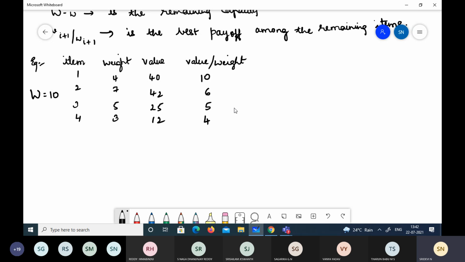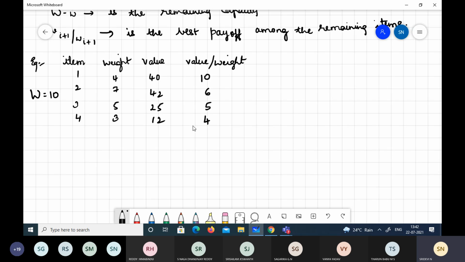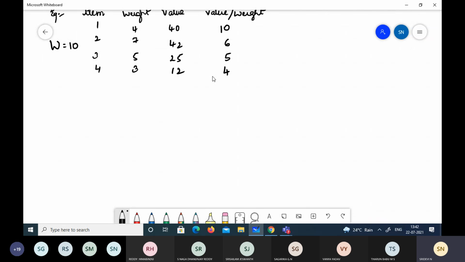Now we'll start constructing the state space tree. Initially, the root node will have no item selected. We start with the root node at level 0, node number 0, with weight also 0 since no items are selected. In that case, what is the upper bound?